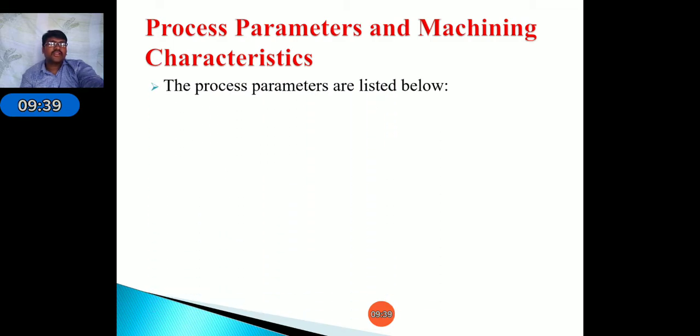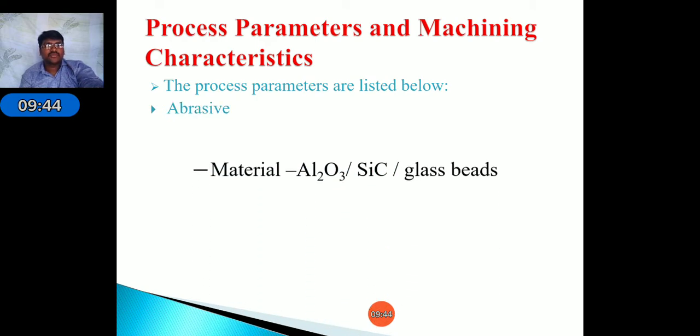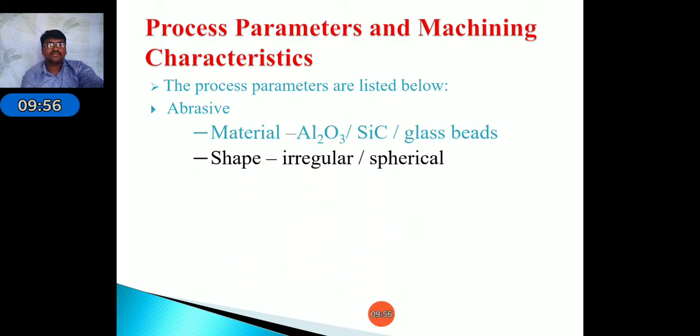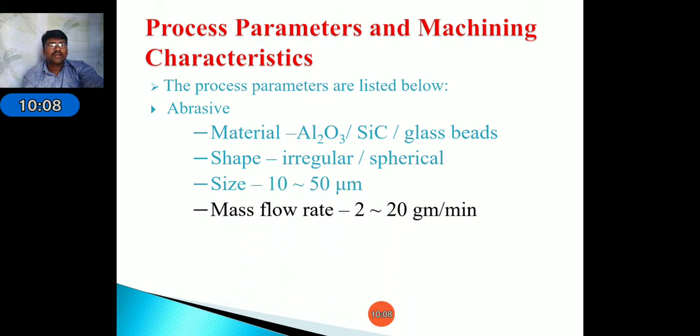Next, process parameters and machining characteristics. First one, abrasive. Here the material of the abrasive is aluminum oxide, silicon carbide or glass beads. These are the different abrasive particles we are using. Next, the shape should be irregular or spherical. Next, the size should be 10 to 50 micrometers. Next, the mass flow rate should be 2 to 20 grams per minute.